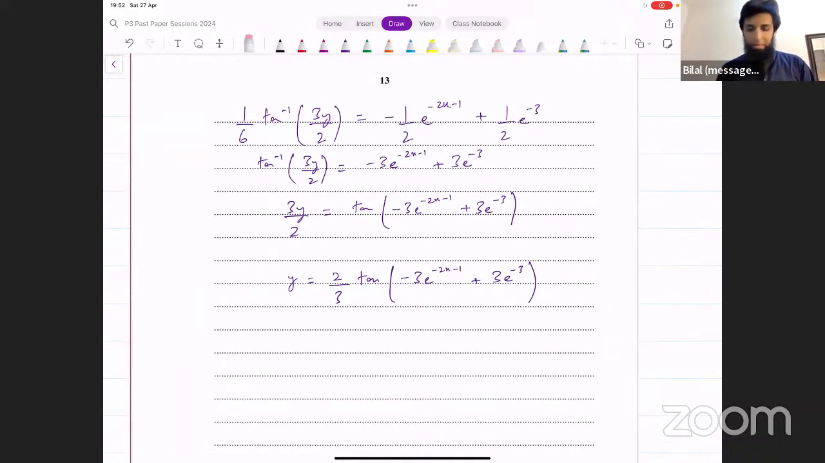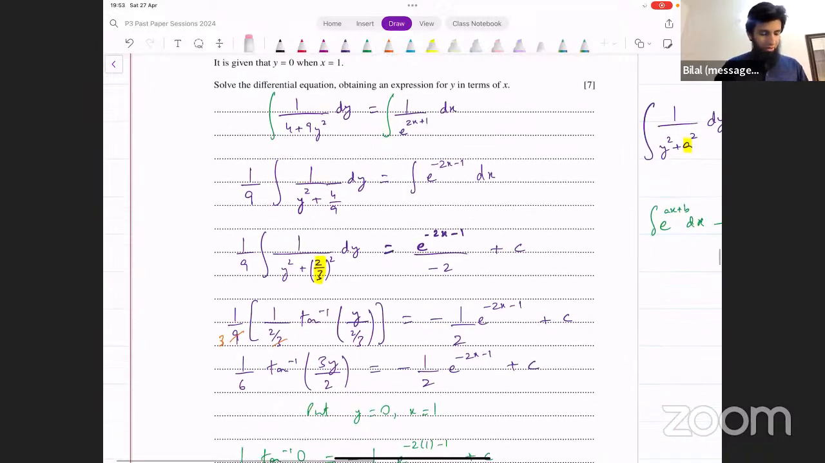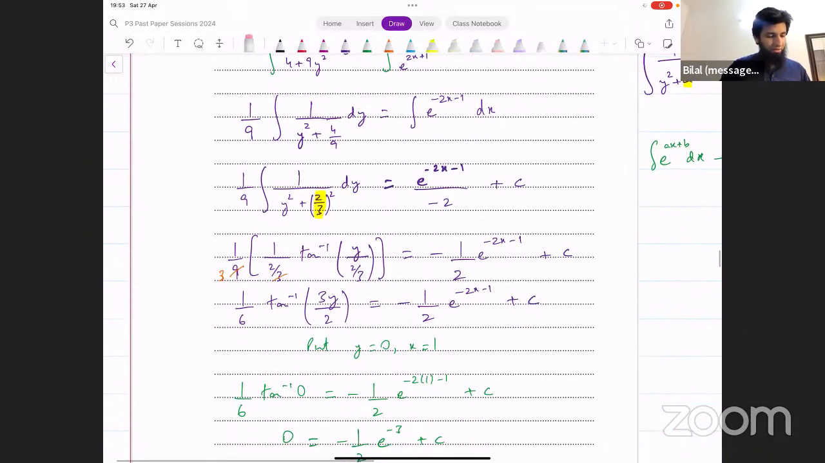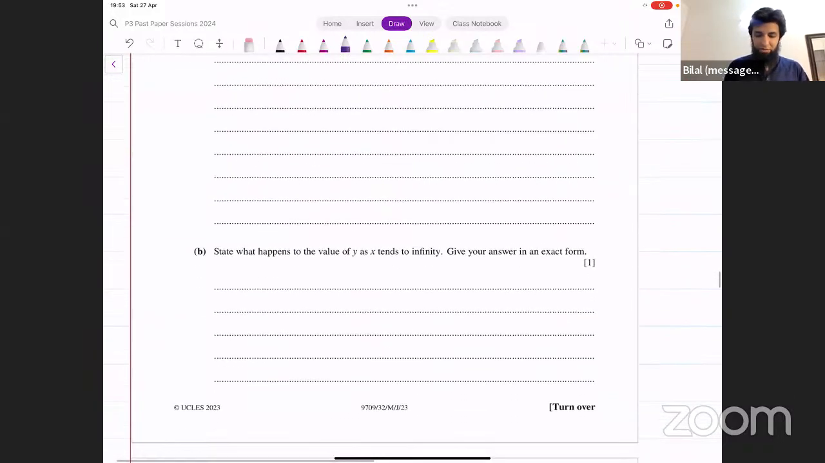Okay, good. That was question number 8 from this paper. Okay, let's have a look at the last one from this paper. That's question number 11. Okay, no, there's one part left here. That's part B of this.